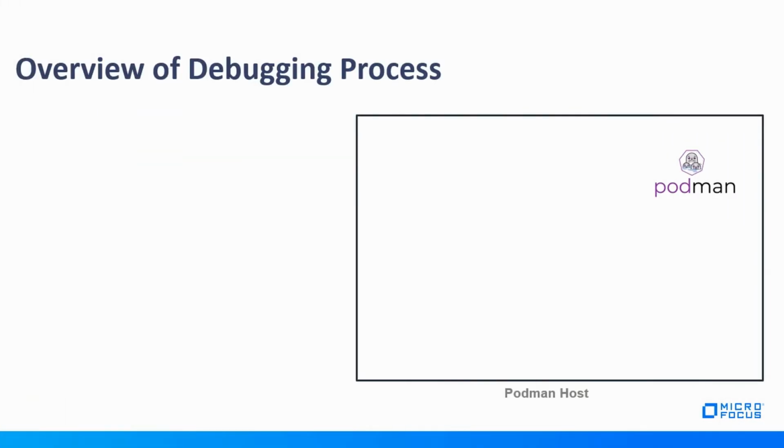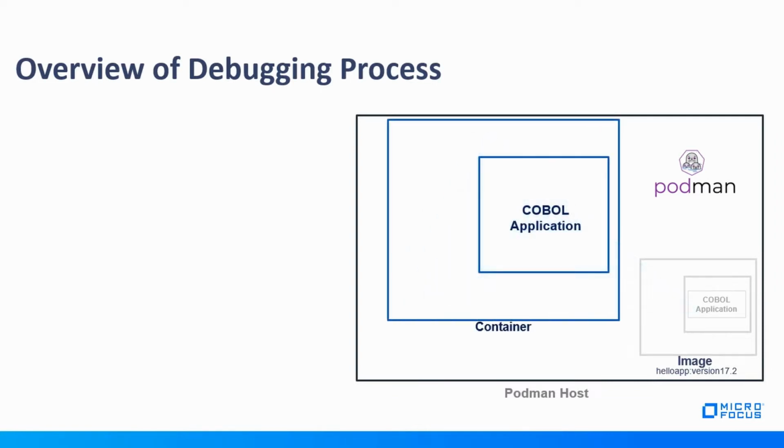To begin, let's look at an overview of the remote debugging process with containers. To allow the application to run within Docker or Podman, an image containing your COBOL application has previously been deployed onto another host and has an image name associated with it. By default, your application runs when a container is launched from the static image on disk. The image is configured to automatically invoke the application when the container is launched.